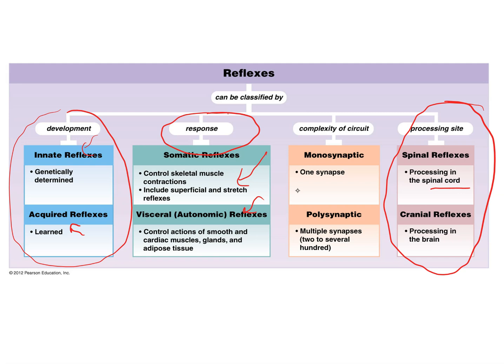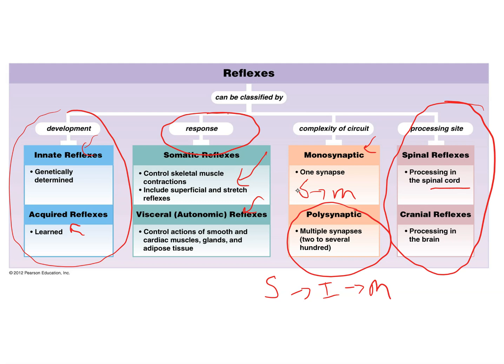So what kind of tissue? What's the effector? Complexity, is it one synapse, which means you're going right from a sensory to a motor, or is it polysynaptic? Do you have a sensory and then an interneuron and then a motor neuron? And then ipsilateral and contralateral just refers to whether the response occurs on the same side as the stimulus or on the opposite side? So most of them will be ipsilateral, which means that it's happening on the same side.